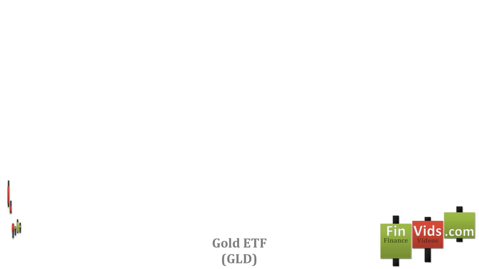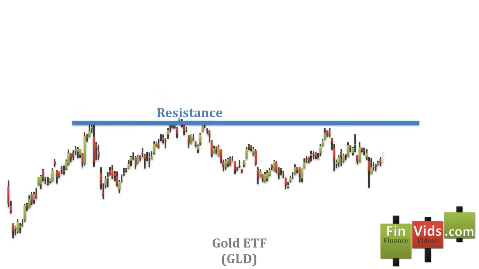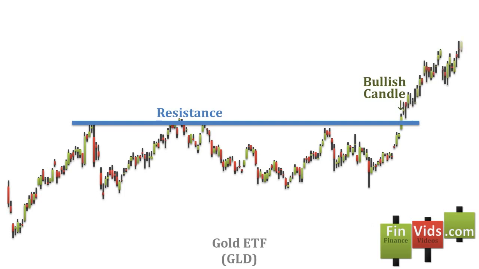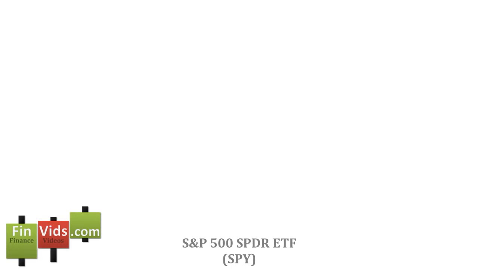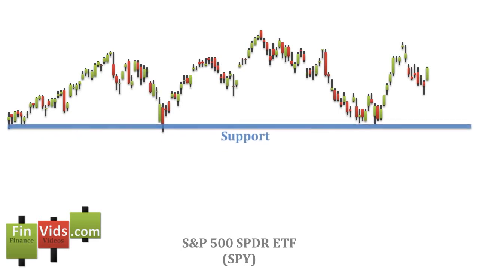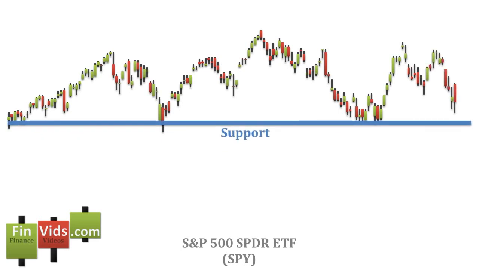When established resistance is broken, it is usually seen being broken by a large bullish candle with high volume. Similarly, this chart of the S&P 500 ETF illustrates support being broken by a large bearish candlestick.